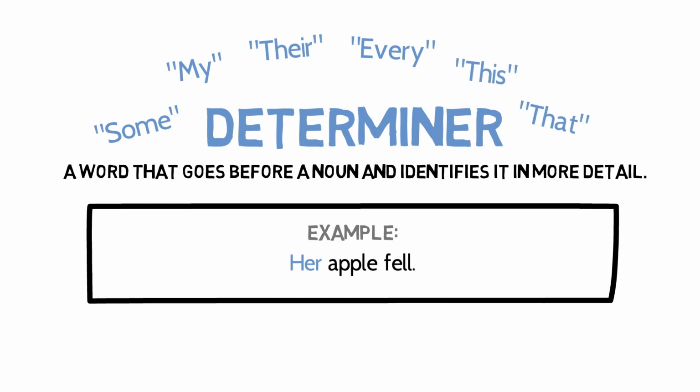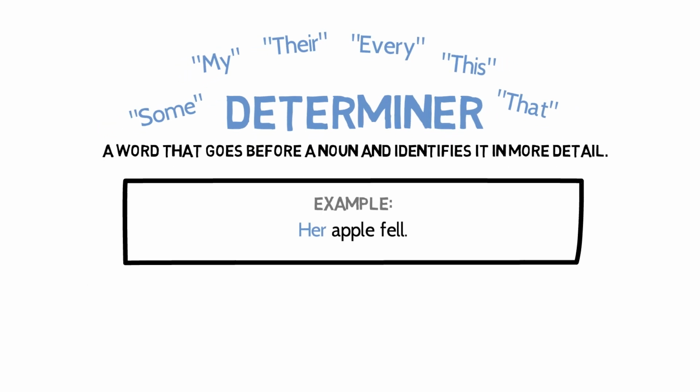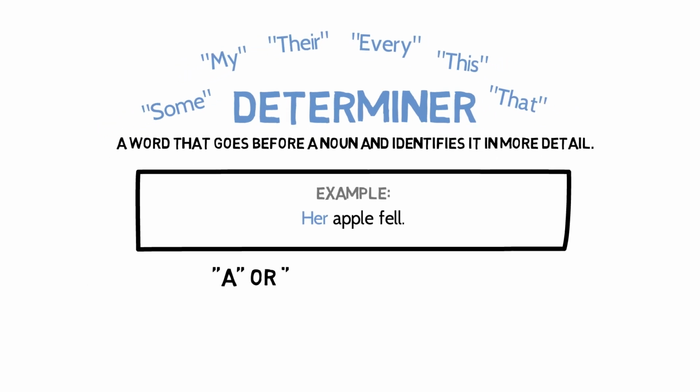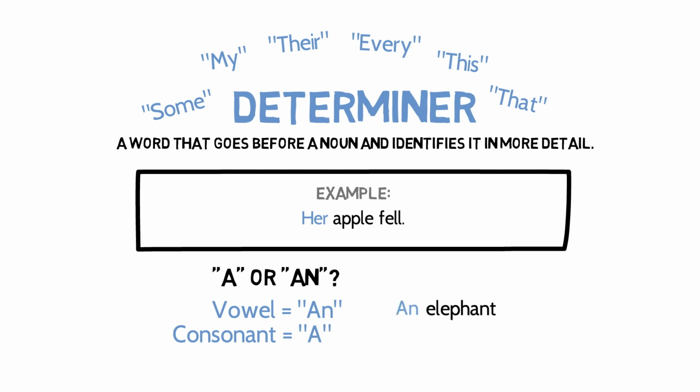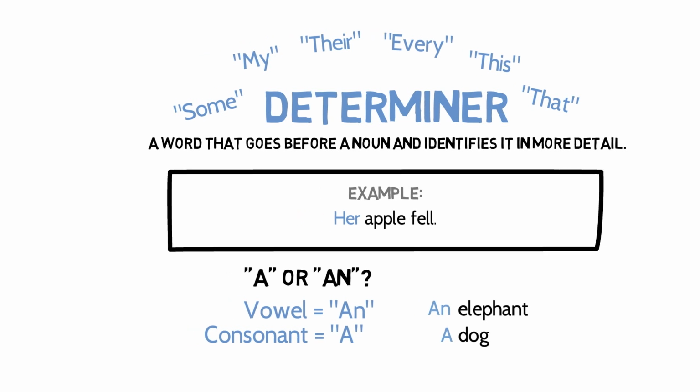When using determiners, it's important to remember this rule when deciding if you need to use a or an. If it comes before a word that begins with a vowel, it must be an. If it comes before a word that begins with a consonant, it must be a. So in these examples, we have an elephant because the noun begins with a vowel, and we have a dog, because the noun begins with a consonant.